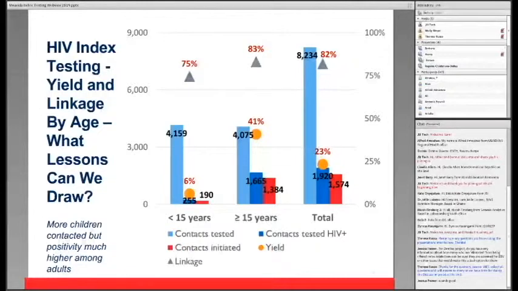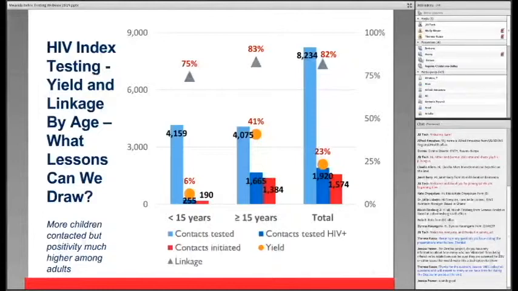You would like to know that ordinarily, especially when we consider VCT, positivity in children is much, much lower. In our setting, way lower than 2%. But when we index, we get to 6% for the children under the age of 15 years old.